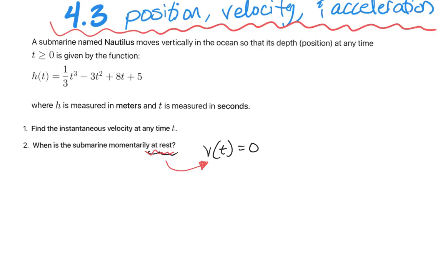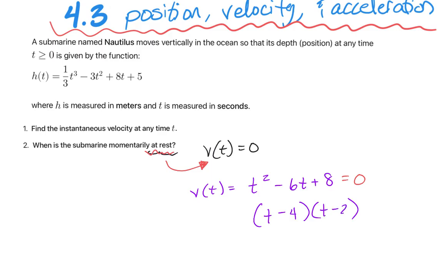We already knew v of t from the last example. I think we said that it was t squared minus 6t plus 8. Now we need to find when that velocity is 0, because our particle is at rest. The velocity is 0, the thing's not moving. This looks like it might be factorable. Maybe we got a t minus 4 and a t minus 2. That looks good.